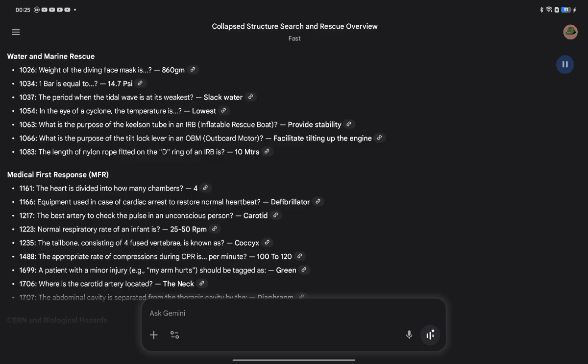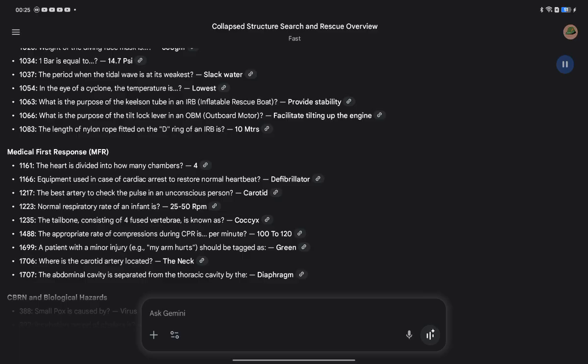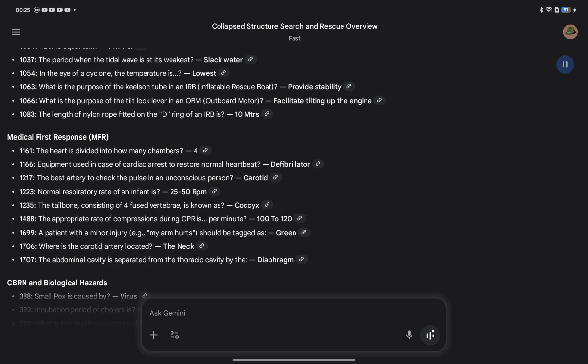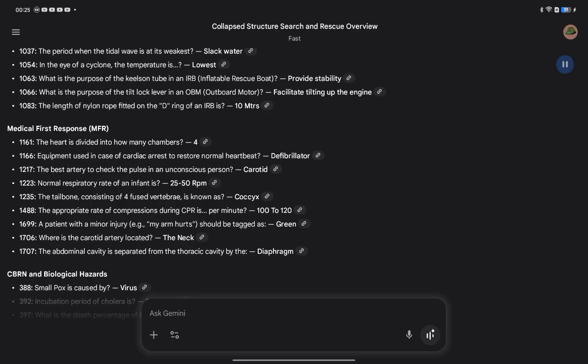Water and marine rescue. 1026. Weight of the diving face mask is 860 gm. 1034. 1 bar is equal to 14.7 psi. 1037. The period when the tidal wave is at its weakest. Slack water. 1054. In the eye of a cyclone, the temperature is lowest.